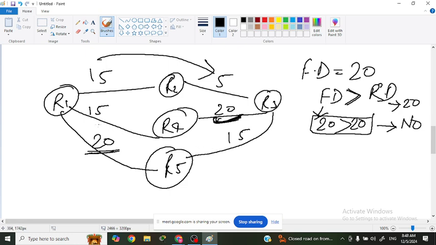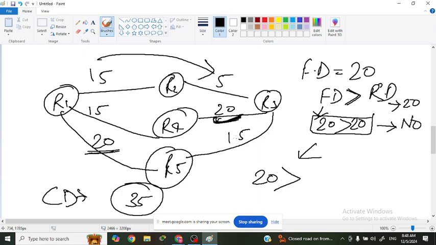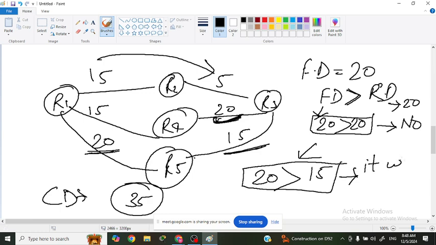Now I am coming to this path. The total calculated distance here is 35. What is the feasible distance from R1 to R3? The lowest distance, 20. And what is the distance from R5 to R3, the reported distance via this path? 15. Is FD greater than RD? FD is 20, RD is 15. So yes, it will be a feasible successor.